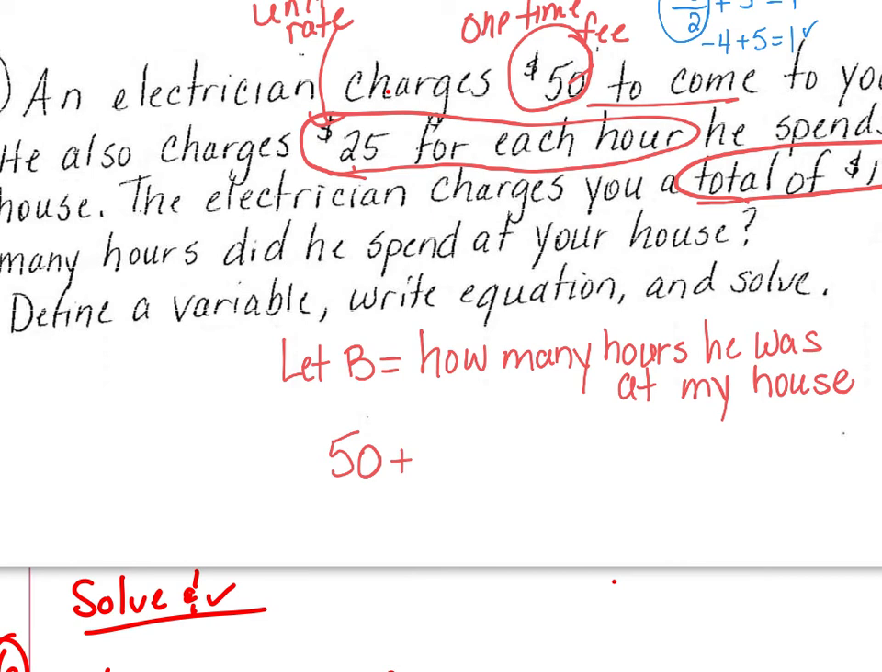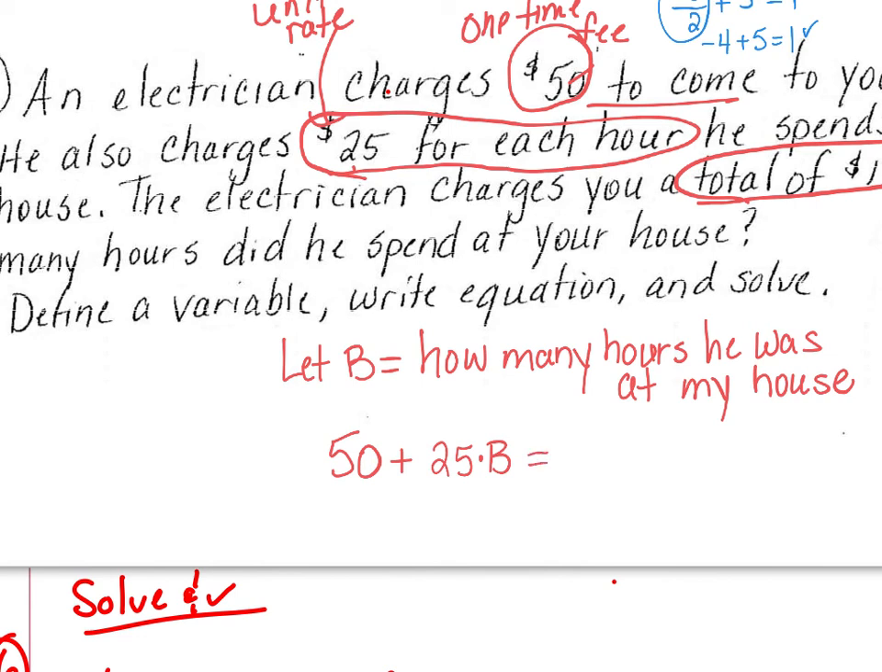What would I do to figure out just that part of it? What would I do to figure out just that part, Chase? 10 times 25. What if he was there 8 hours, Chase? What would I do? 8 times 25. If he's there B hours, what do I do? 25 times B. Remember me telling you that 99% of the time when they give you a unit rate and the unknown, you're going to multiply them.